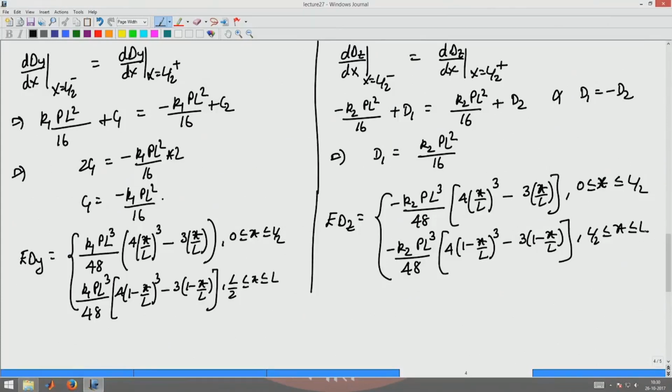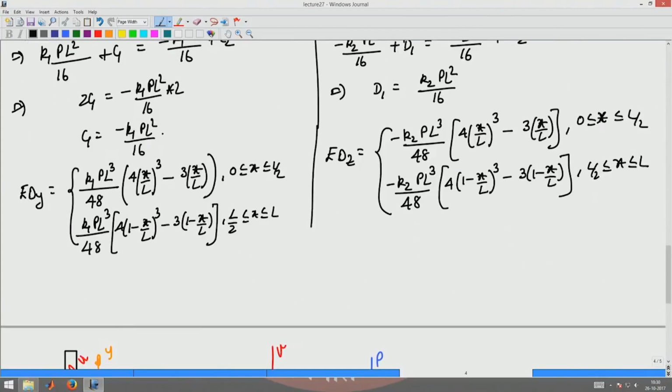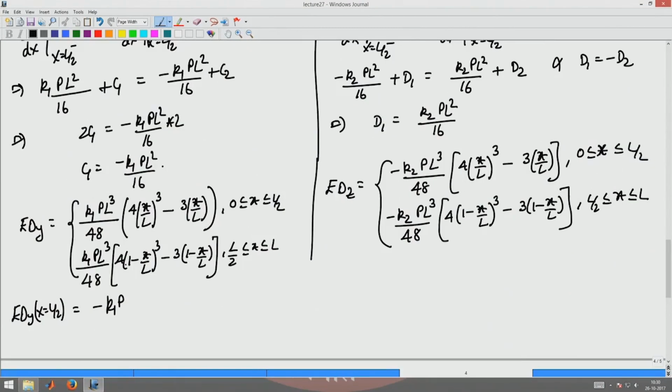Okay. Next we are interested in finding what is E I delta y at x equal to L by 2. This we will find is minus K1 P L cube by 48.